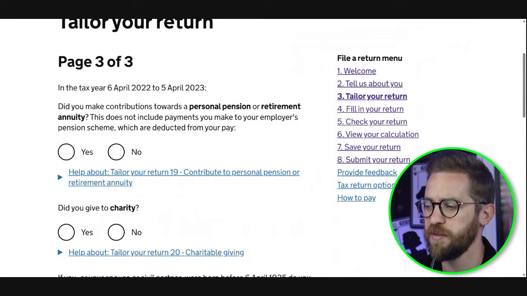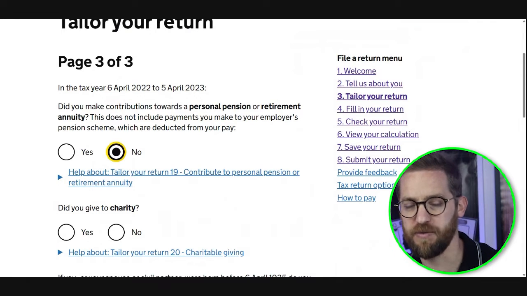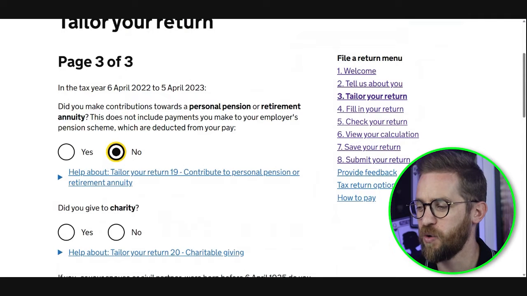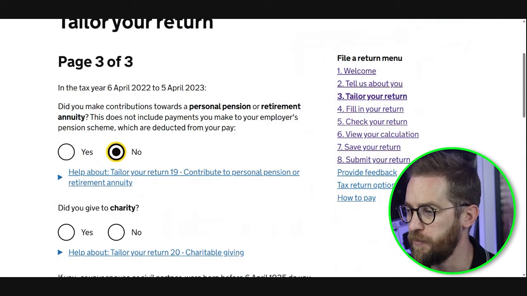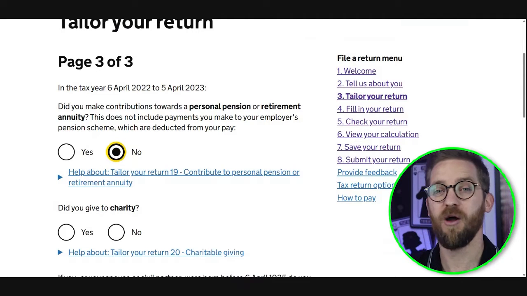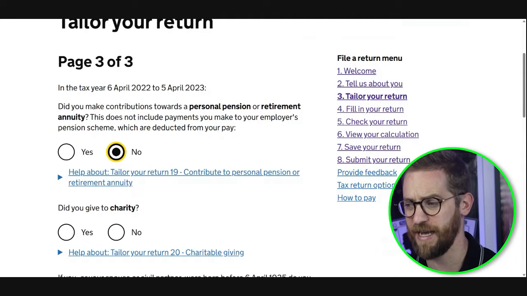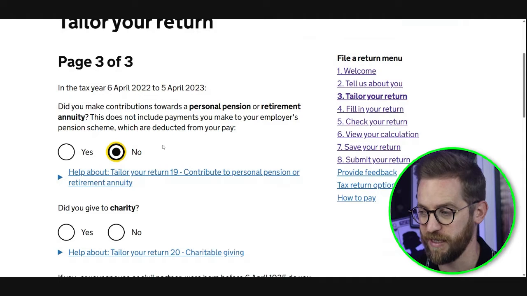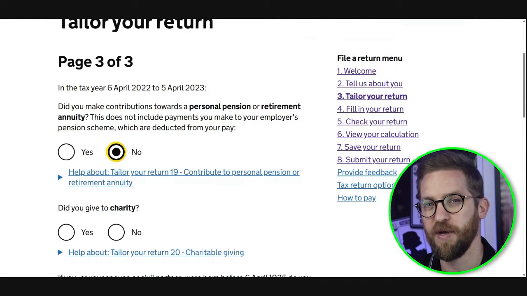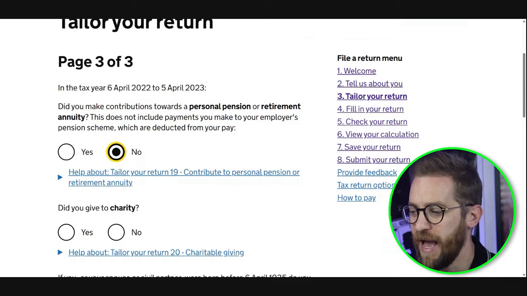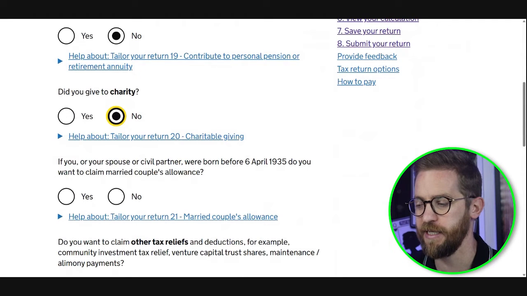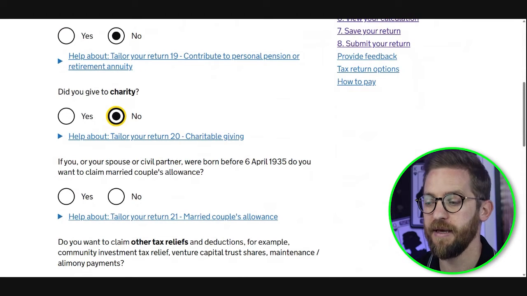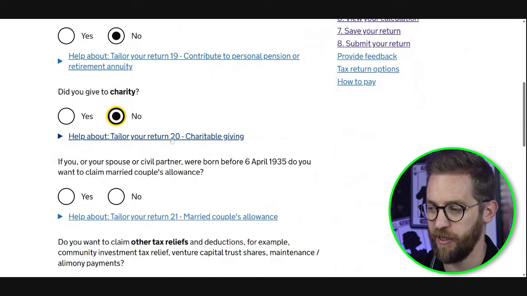Did you make contributions towards a personal pension plan or retirement annuity? So personal pension plan is just one outside of your employment that you set up yourself. Quite often or occasionally there can be additional tax relief, usually for higher earners, that can be applied for through a tax return. So if you are a higher rate taxpayer or additional rate taxpayer, it's important that you declare it on a tax return here that you've made those contributions to a personal pension plan, because you can get some money back. And similar situation for charitable contributions. If you give money to a registered charity and you're a higher or additional rate taxpayer, then there can be some additional tax savings by declaring it on here.